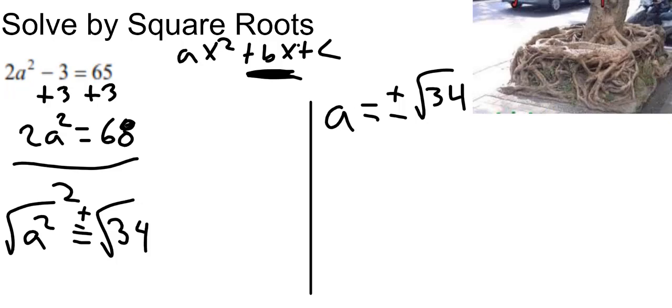So now we just need to simplify this if we can. Not unfortunately, I guess, nice that we don't have to reduce it. 34 is 2 times 17, so there's no perfect squares in there to pull out. We could do decimal approximations to see where this is actually at on our x-axis. But again, this is crossing the x-axis at negative radical 34 and positive radical 34.